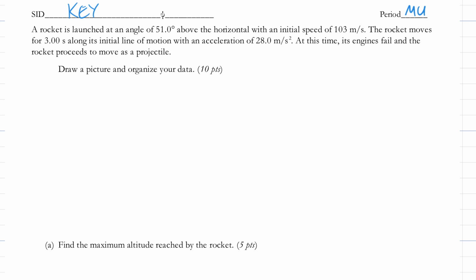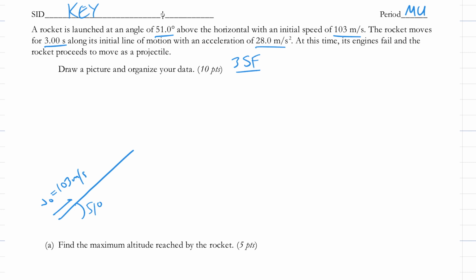A rocket is launched at an angle of 51 degrees above the horizontal. With initial, it looks like we've got 3 sig figs in every number, so let's just hold on to that. So 51 degrees, it's got an initial speed. So it starts off here. I'll call this V0 equals 103 meters per second.